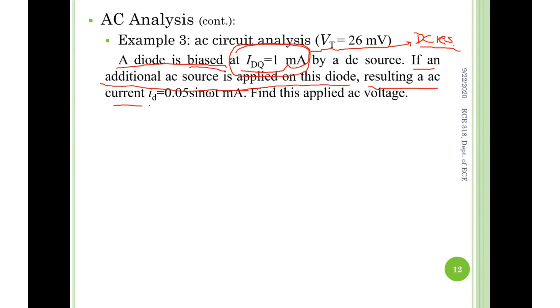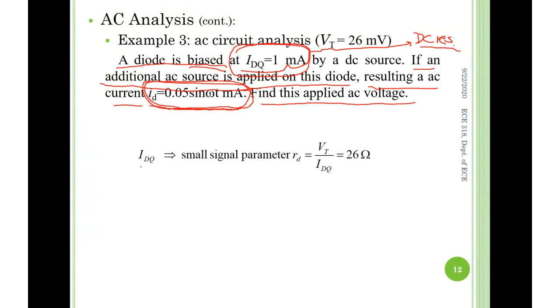the AC current is this. And then find what the applied AC voltage is. It's actually very easy, right? First of all, from the DC result, you can find what? The AC small signal model of the diode, 26 ohm.